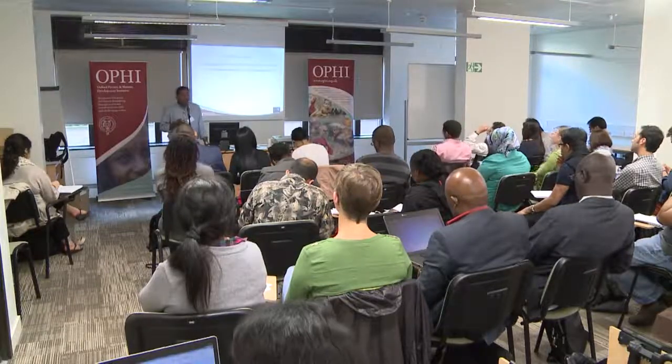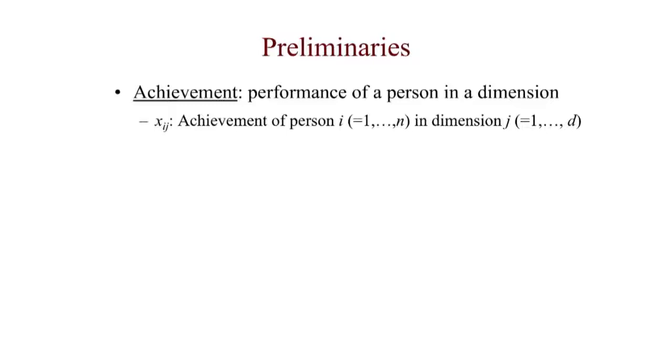By achievement, we mean the performance of a person in a particular dimension. Okay, so if you have the income sources, wages, you may ask what is the wage of this person i? So wage is a particular variable here. You can have wage, rent, whatever different sources of income, or different commodities. Okay, so Xij would denote the achievement of person i in dimension j. So it could be the consumption of rice by a particular individual.